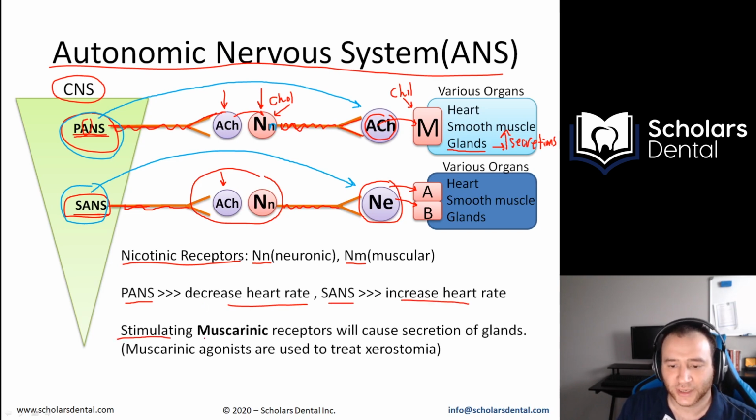Now, here's a rule I want you to know. This is very important. Stimulating muscarinic receptors will cause secretion of all glands. Okay? So when the parasympathetic is working, and the acetylcholine stimulates muscarinic receptors, the glands will secrete. That's the rule. So here's an interesting thing. Okay, let me take you to another slide.